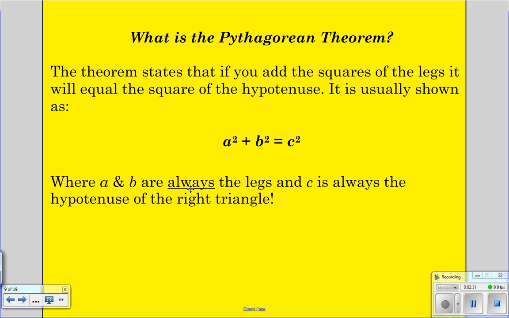The Pythagorean theorem now states that if you add the squares of your two legs together, it will be equal to the square of the hypotenuse. Usually this is shown as a squared plus b squared equals c squared, where a and b are always the legs and c is always the hypotenuse.